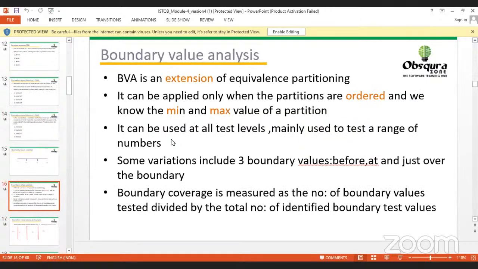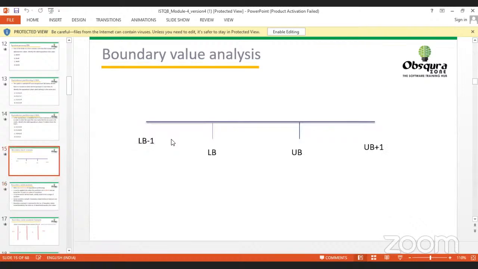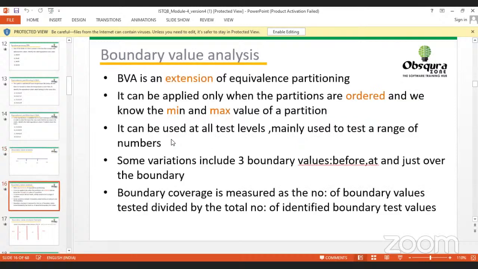Now, boundary value analysis is an extension of the equivalence partitioning. It can be applied only when the partitions are ordered and we know the minimum and the maximum value. So if we know the lower boundary and upper boundary only, we can calculate lower boundary minus 1 and upper boundary plus 1, right? So the important thing is that we should know the minimum and maximum value of a partition. And it can be used at all test levels, mainly used to test a range of numbers. Now, some variations include 3 boundary values: before, at, and just over the boundary. So this is not an ISTQB standard.